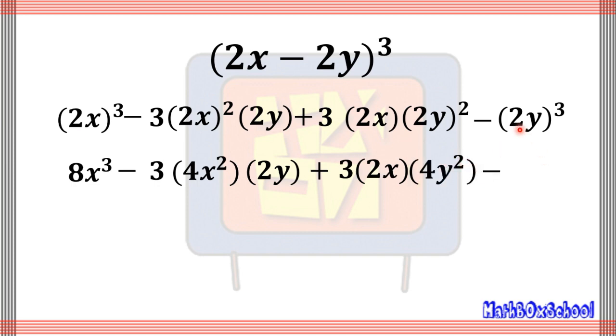Minus, simplify po natin si 2y cubed. So, 2 cube is 2 times 2 times 2. 3 times natin i-multiply ito sa sarili niya. That is 8. Then, y cube. Okay? Then, simplify uli natin yung mga hindi pa natin na-simplify na term.